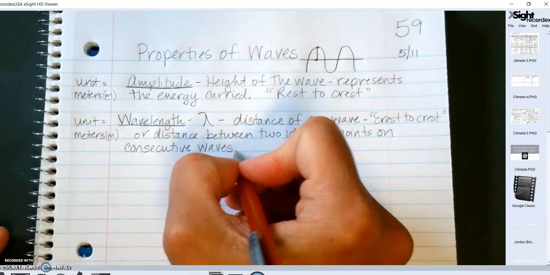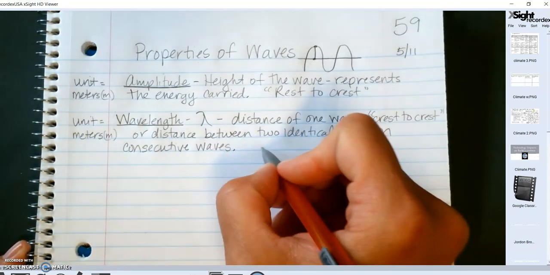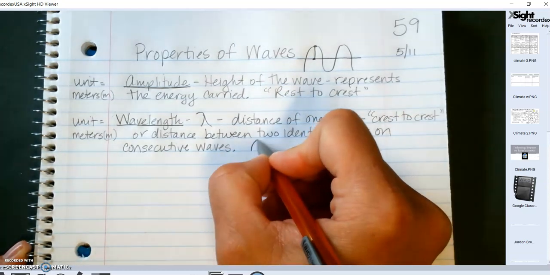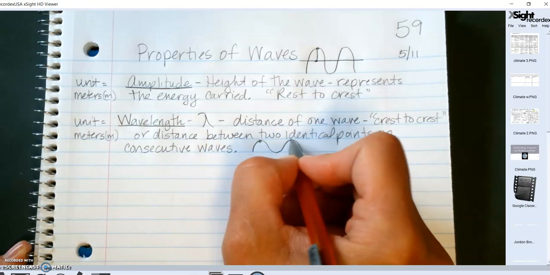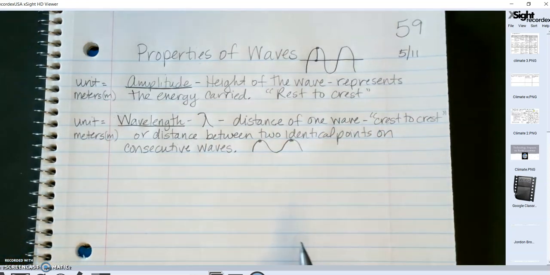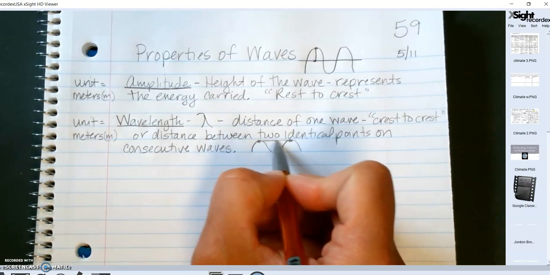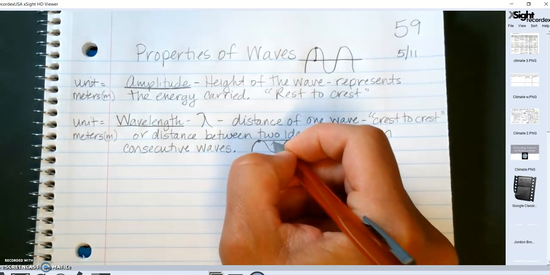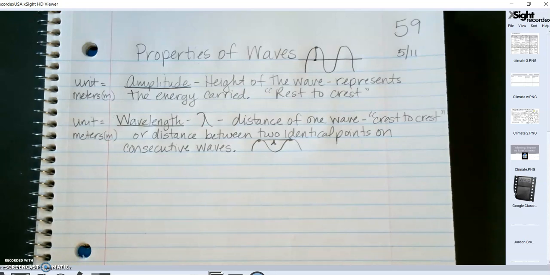So if we're looking at something that has to do with wavelength, I'm going to use the crest to crest thing. And if I had a wave, I would just make a point on each crest, and the wavelength is going to be that distance between the two. So I'm going to use the lambda sign for that. Okay, so that's going to be our wavelength we'd measure.